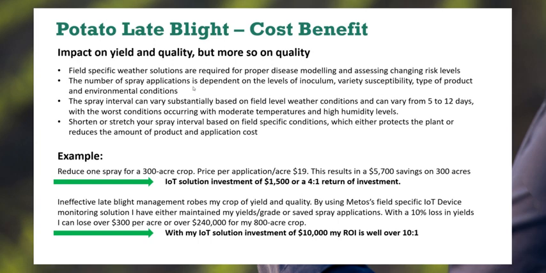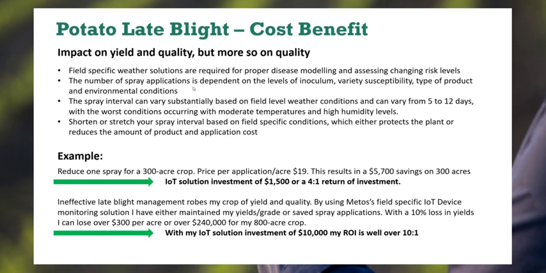dependent upon the conditions that occur. So the worst conditions, of course, are under those moderate temperatures with high levels of humidity and leaf wetness. So the ability is in software to look at the length of that spray interval. You can stretch it or shorten it dependent upon the field specific conditions, which of course protects the plant and can also reduce the amount of product and application cost if you're stretching the window.